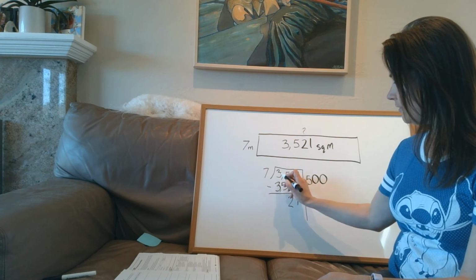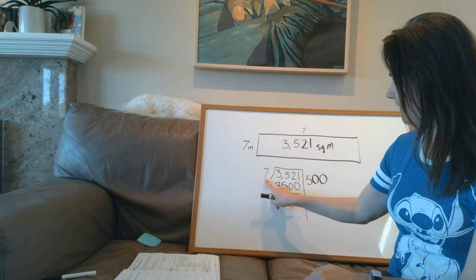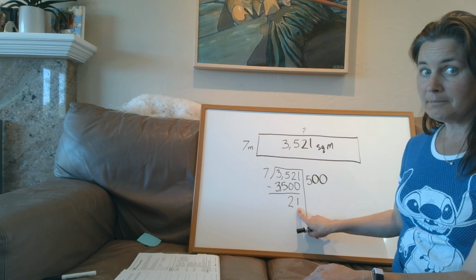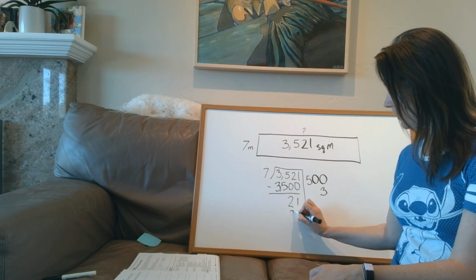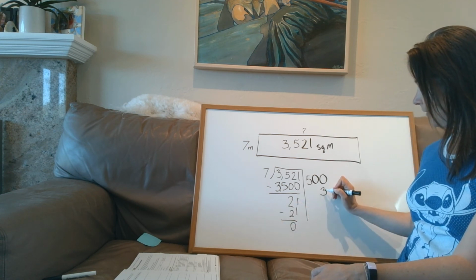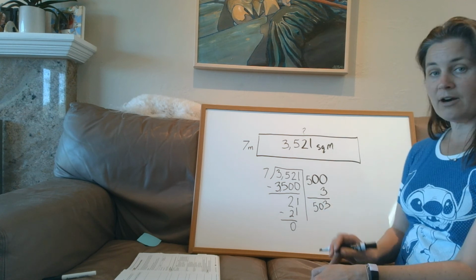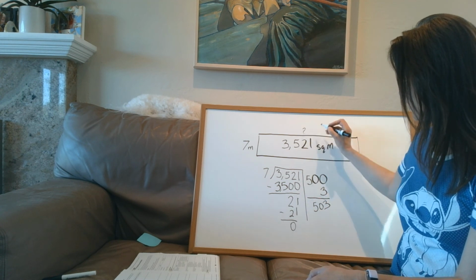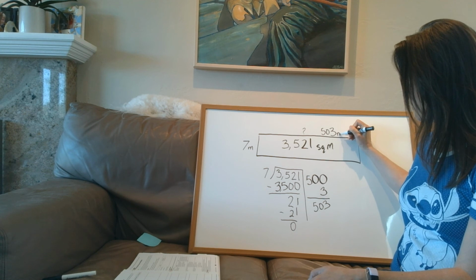5 minus 5 is 0. 3 minus 3 is 0. I'm left with 21. 7 times what is 21? 3. I'm going to put the 3 over here. 21 here. Subtract. I'm at 0, which means now I come back up here. Add these together. And that is our answer, 503. So this missing dimension up here would be 503 meters.